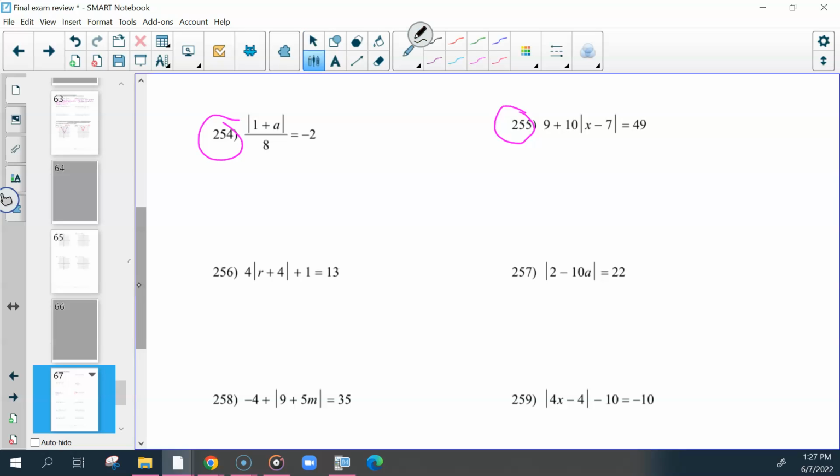For 254, we again have to isolate this. So we have to get rid of this 8 by multiplying it to the other side. If we multiply it to the other side, now it's isolated, but this equals a negative from the start, which means this has no solution. We cannot solve this.